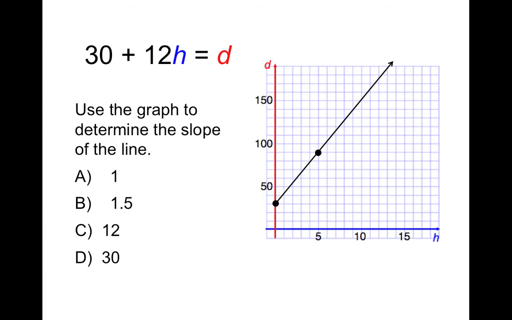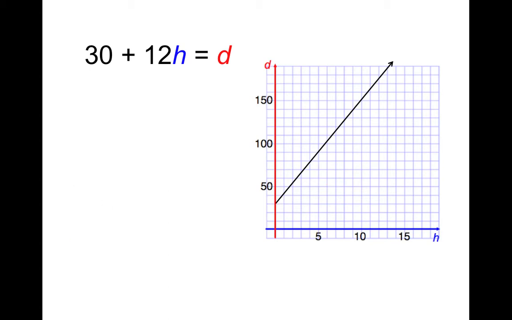Use the graph and what you know about slope to find the slope of this line. The slope of the line is 12. We could use any 2 points on the graph, but I'm going to use the ones that I marked to compare the rise and the run. Slope is the vertical change divided by the horizontal change. Between these 2 points, the rise is 60 and the run is 5. That tells me the slope is 60 divided by 5, 12.